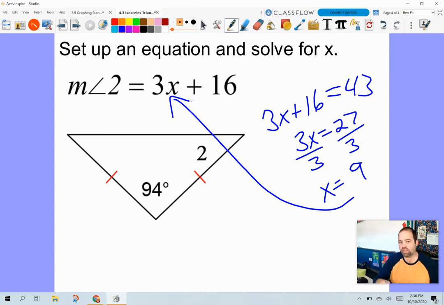Those are going to be the trickier ones. Those are going to be the ones that you're going to have to stop and think on. You can't just rush in and set up a real quick equation and solve it. You've got to figure out what the angle measure is and then set the expression equal to that. Take your time on these.